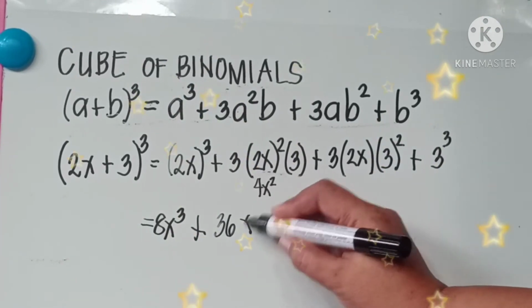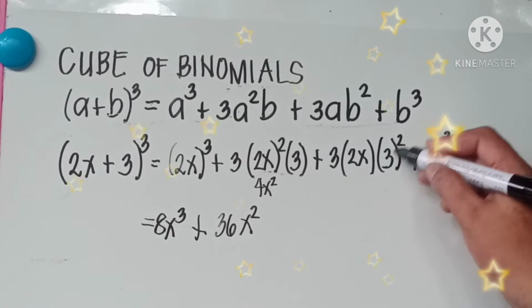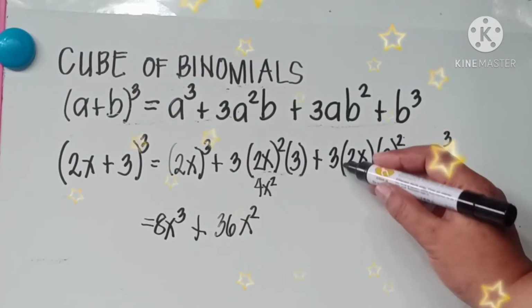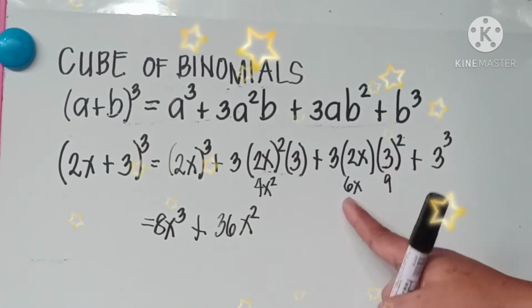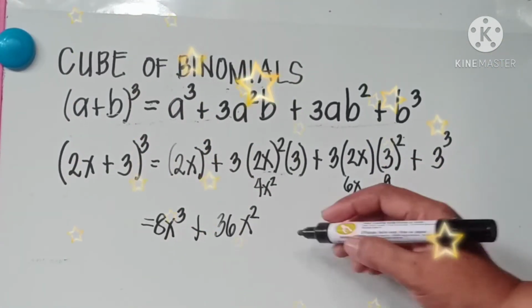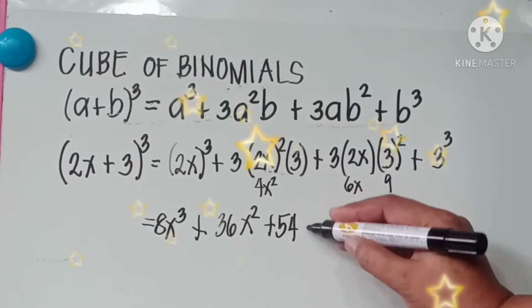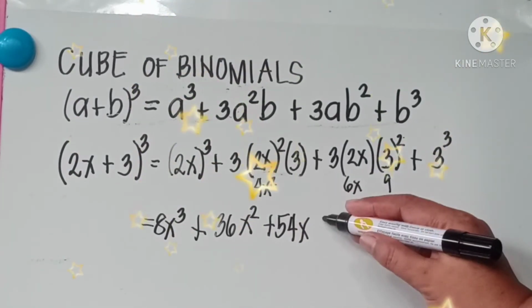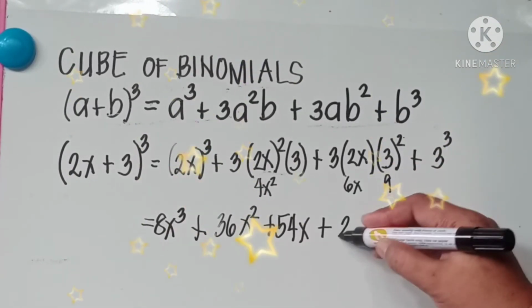Then we have x squared. Then we have here 3 squared is 9. 3 multiplied by 2x is 6x. So 6x multiplied by 9 is equal to 54. Then we have x. Then plus the cube of 3 is 27.